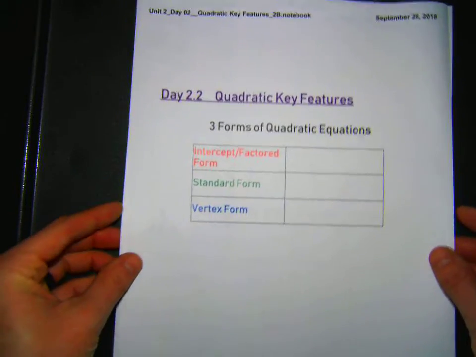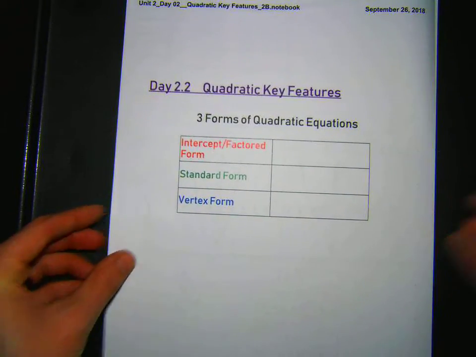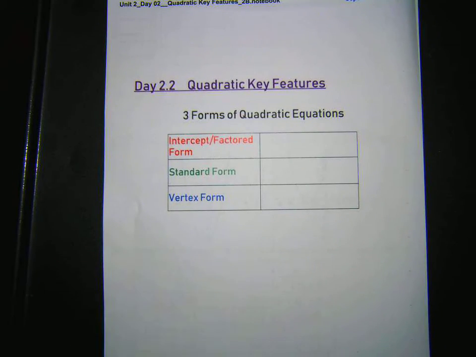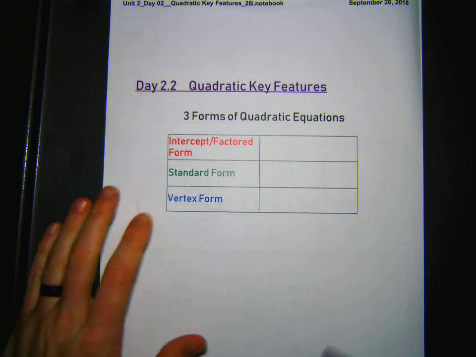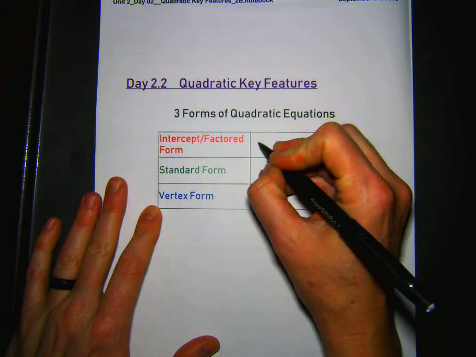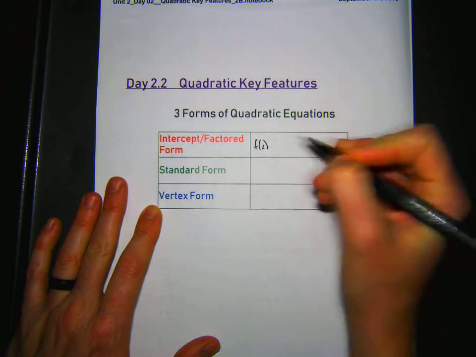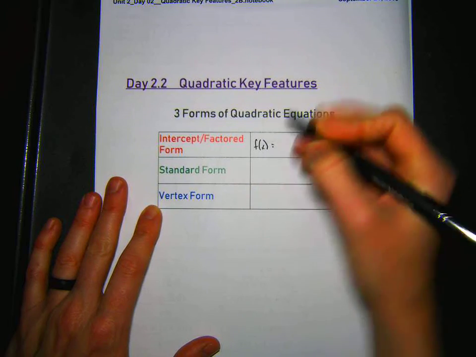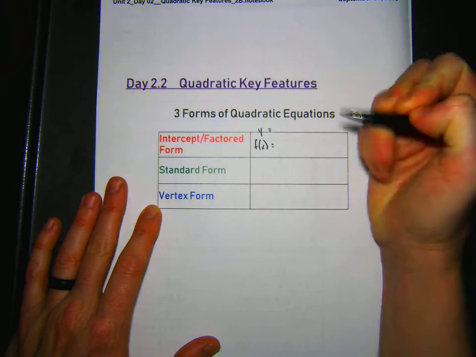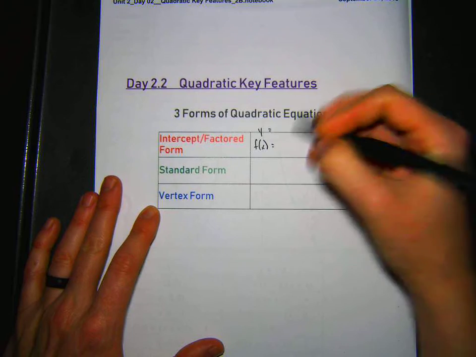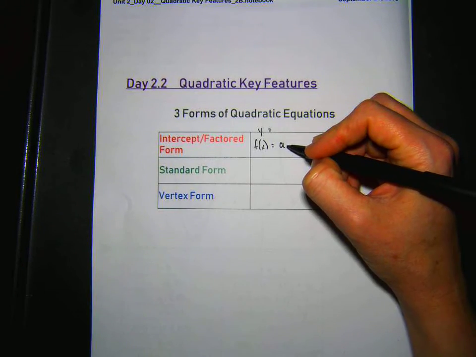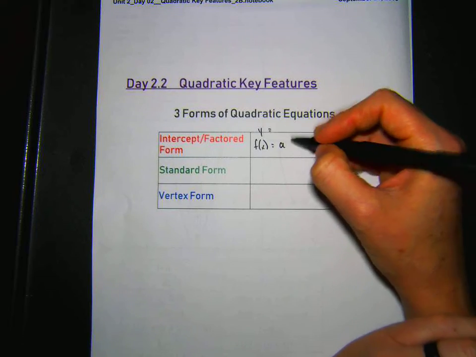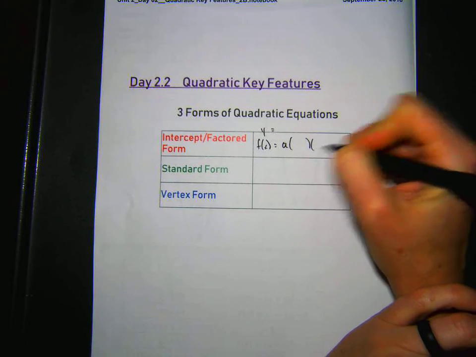So the first thing we'll do is go over the three forms of quadratic equations. The first form is called intercept form. It's also called factored form. You'll have f of x equals, and remember we can write f of x as y equals as well. It's the same thing. And then you're going to have a number here for a. If a is not written, then a is 1. And then you're going to have two sets of parentheses.